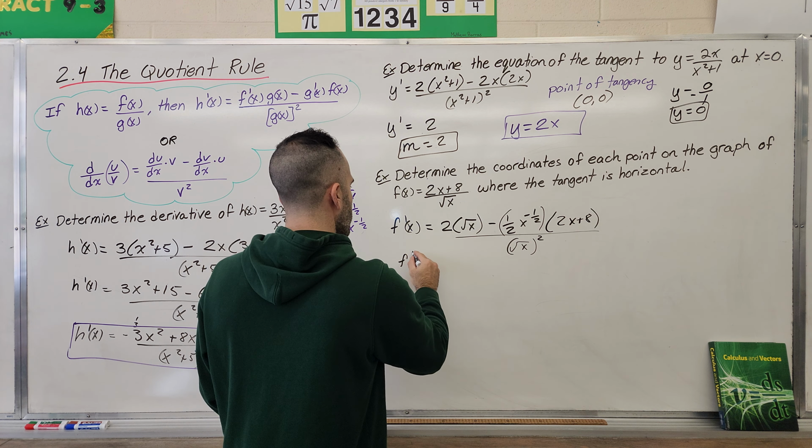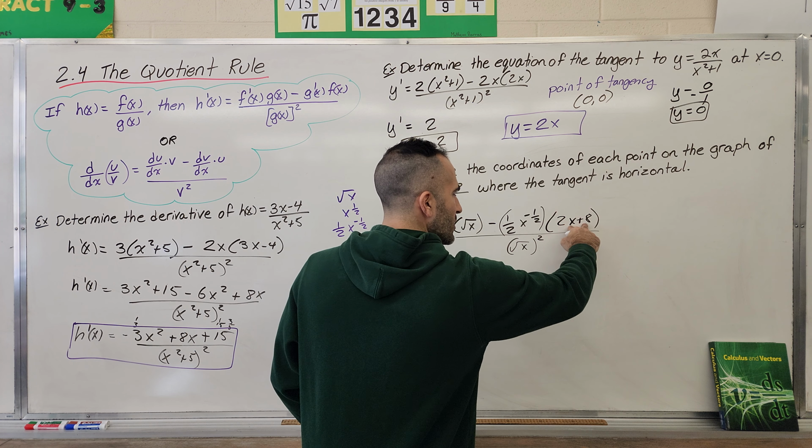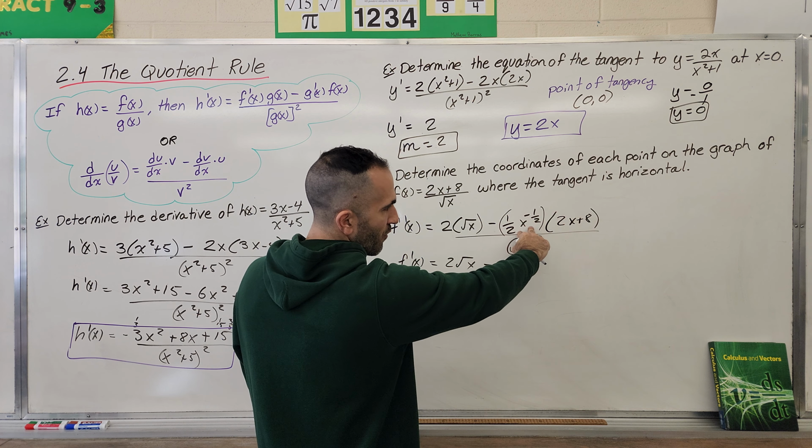2 root x minus, what do I do here? This is going to be at the bottom of this entire fraction. So this is actually going to be 2x plus 8 at the top because both of these things are going to be the denominator. So this actually looks like 2x plus 8 over 2 root x. We'll take that in for a sec.